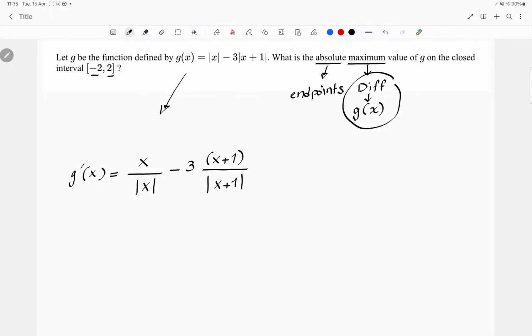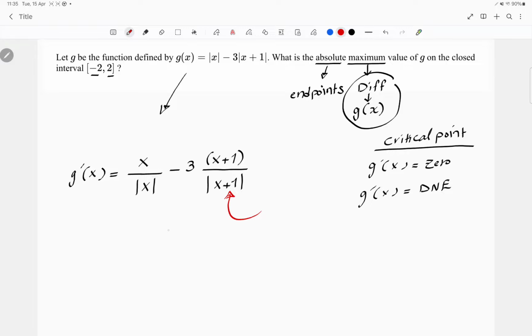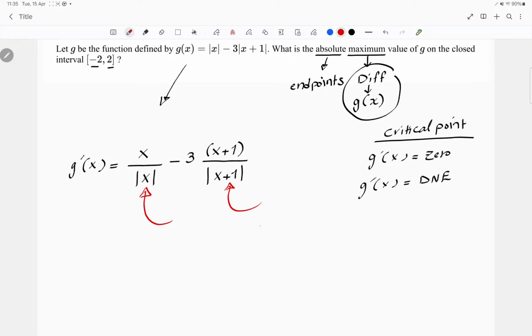Now, it's very simple. A critical point is what exactly? It can be one of two things. Either when the g prime of x is equal to 0, or when the g prime of x does not exist. So in this instance here, what will make our denominator 0 will make our g prime not existent, which would be at x equals -1 and also at x equals 0.